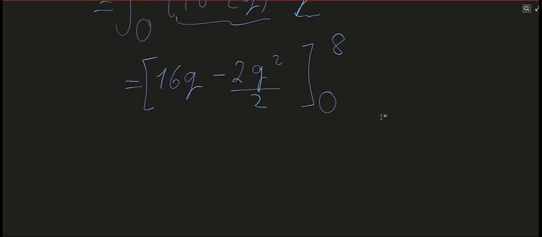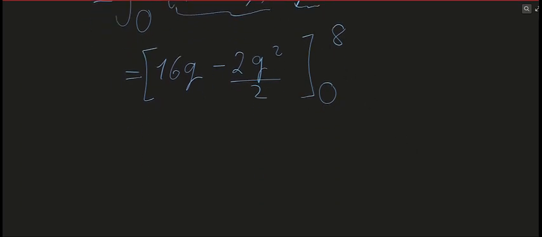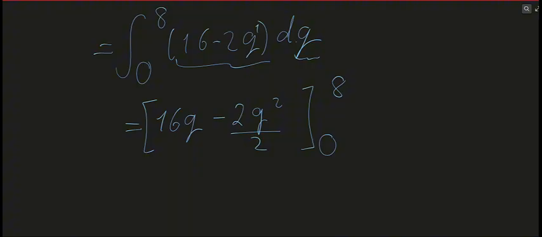Now, if you want to simplify just a bit before plugging in, because when you're plugging stuff in it makes sense to simplify, you can get rid of this 2 with this 2, and you get 16q minus q squared in parentheses. I don't really care how you present your answer.